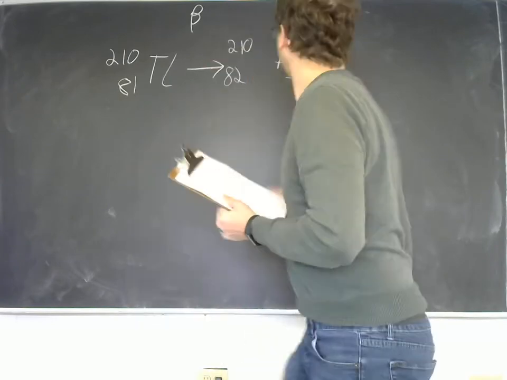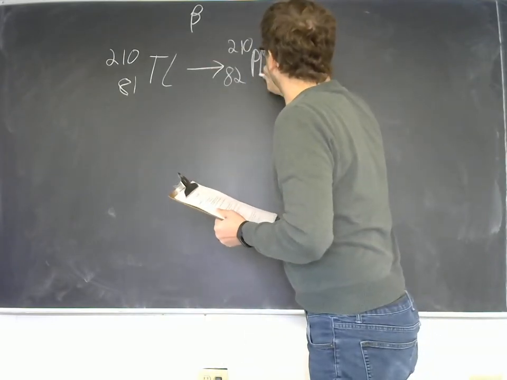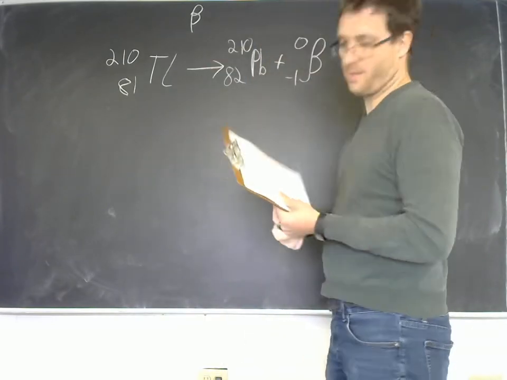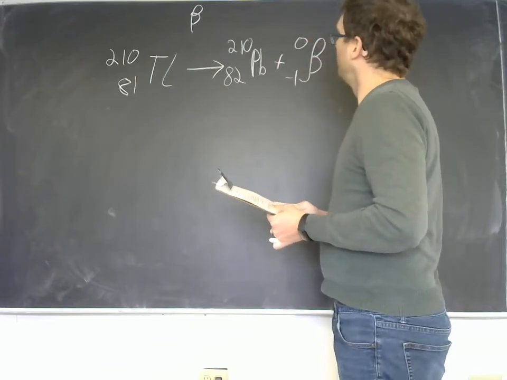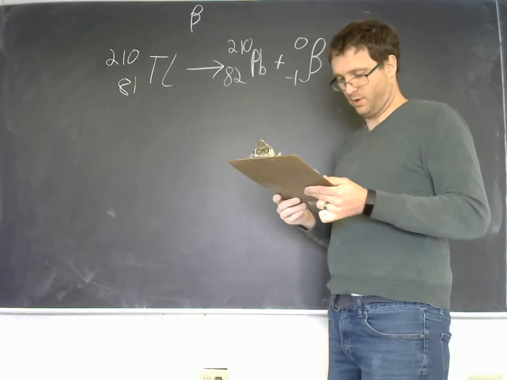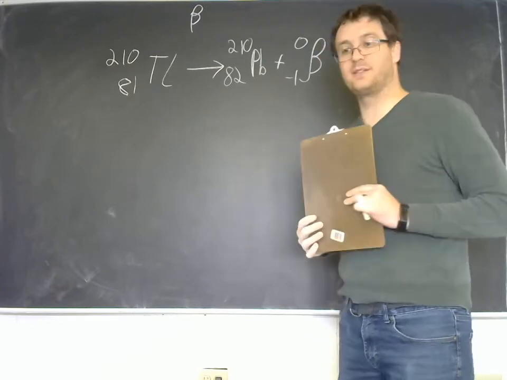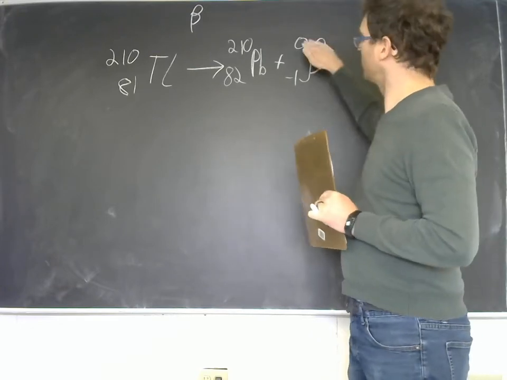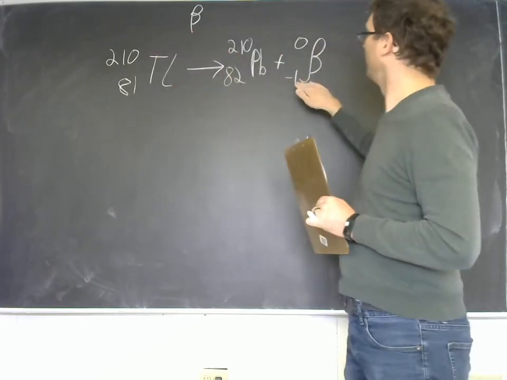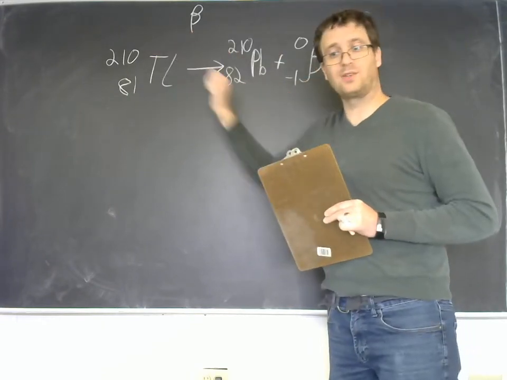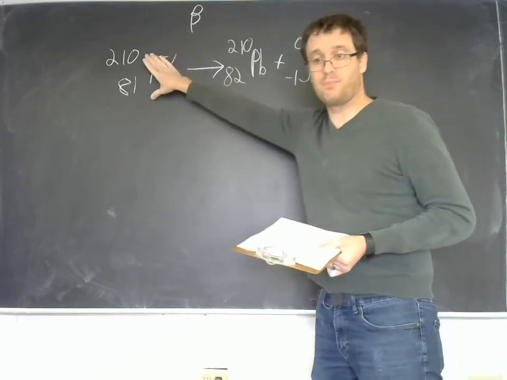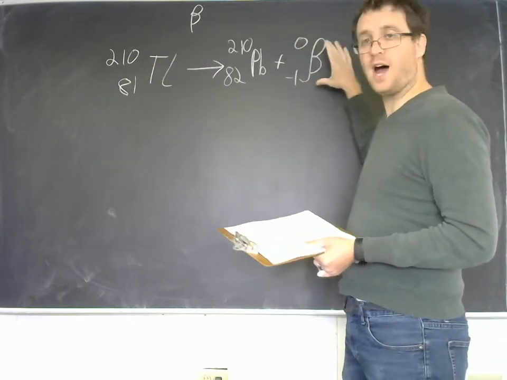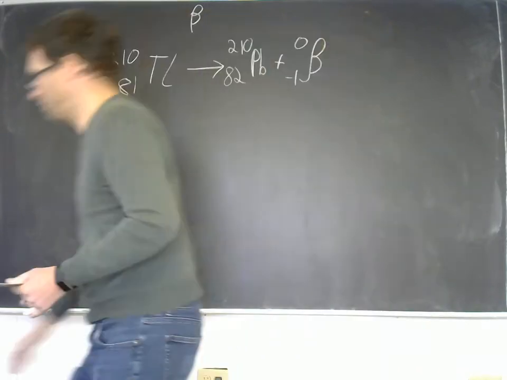So we'll put a lead right there. Lead is 82. Okay, and that is beta decay. Again, just add these numbers up and they'll equal that. Add these numbers up and they'll equal that. So you can always find the daughter nuclide as long as you know the parent nuclide and the type of radiation it undergoes.